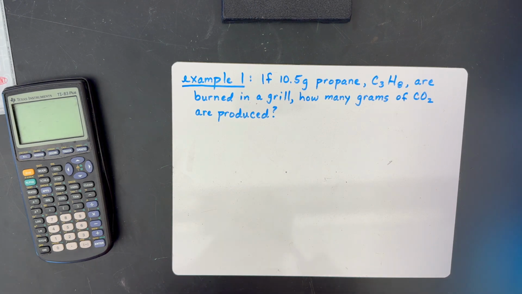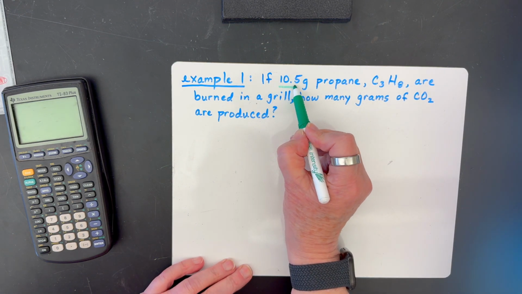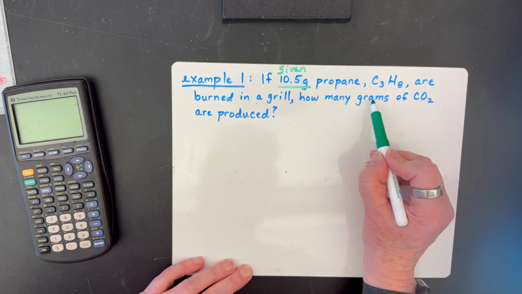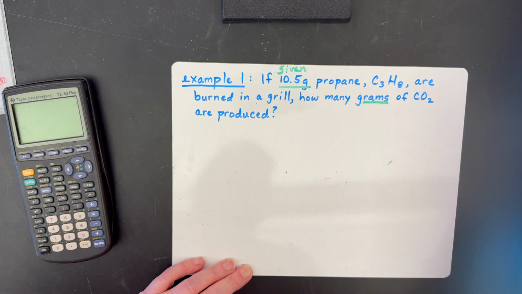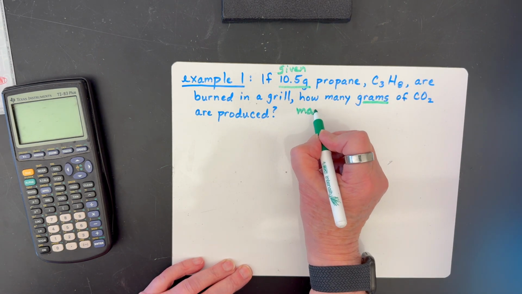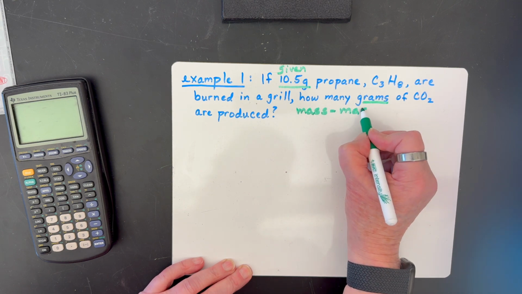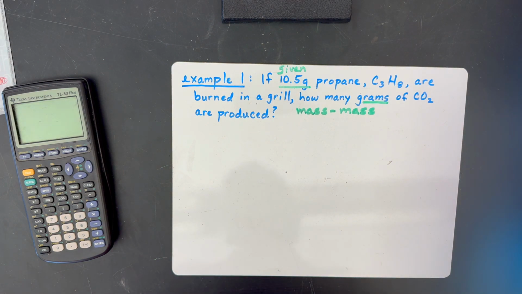So the first thing we need is an equation, and we're being given grams and we're asked how many grams. So our final answer needs to also be in mass. We were given mass, we're asked for mass at the end. So this is going to be a mass problem, which is going to require all of the steps we talked about.